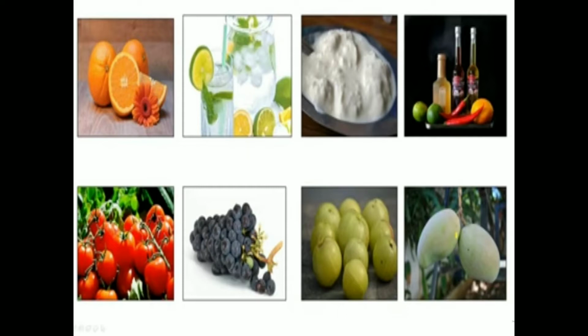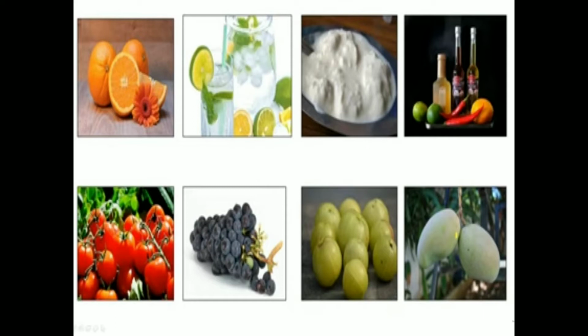Think of soft drinks like Pepsi, Fanta and Coca Cola. These soft drinks also contain acids. They contain carbonic acid, so they are also acidic in nature.